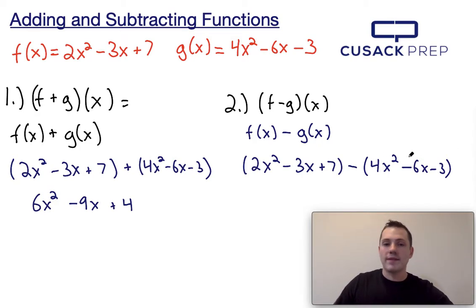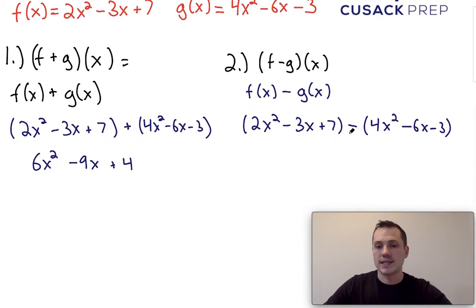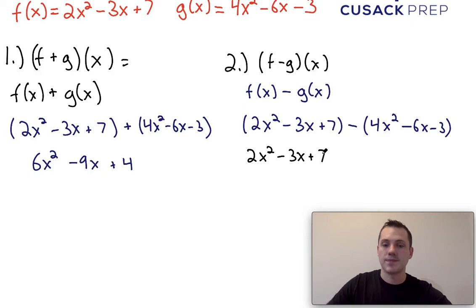So what I have to do next is when I get rid of the parentheses, the first one has nothing in front of it, so I can just simply drop them away. So 2x squared minus 3x plus 7. However, the second set of parentheses has a negative sign in front of it. So as I get rid of these parentheses, I'm going to need to distribute that negative. So I'm going to have minus 4x squared minus a negative 6x is going to be plus 6x. And minus negative 3, well, it's going to be plus 3.